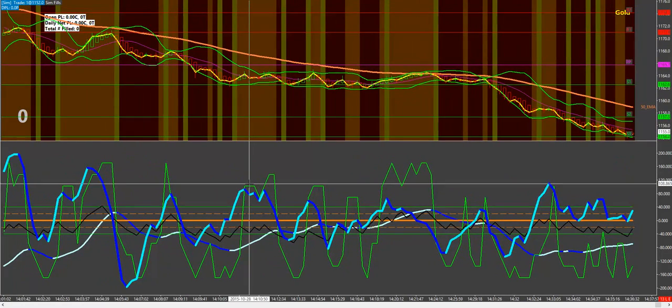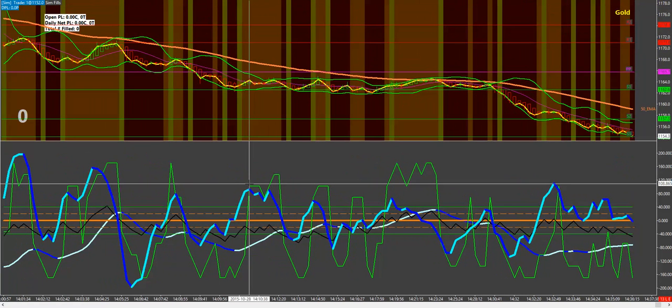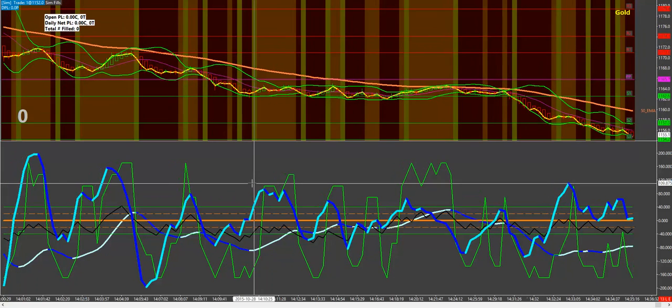Yes, you may only get $5 here, $10 here, but they're all positive, they're not negative, when you follow the rules.